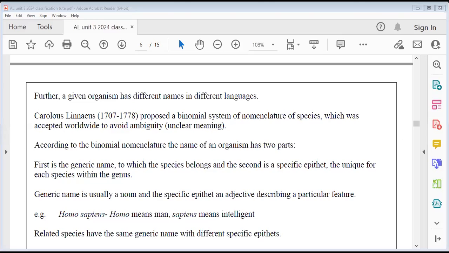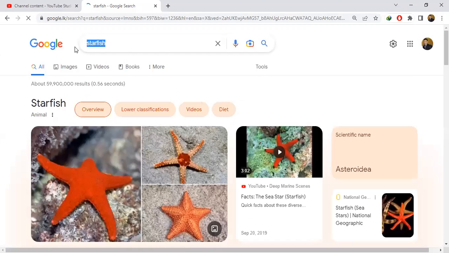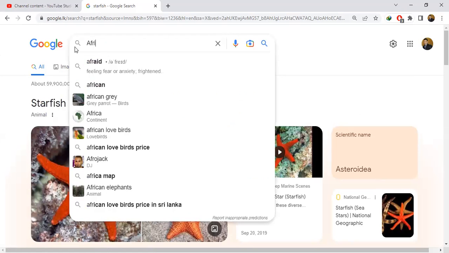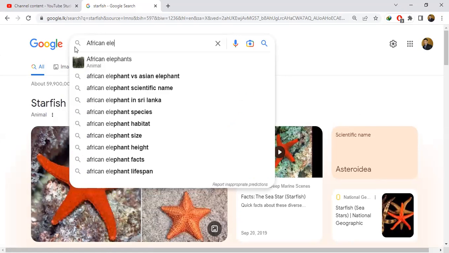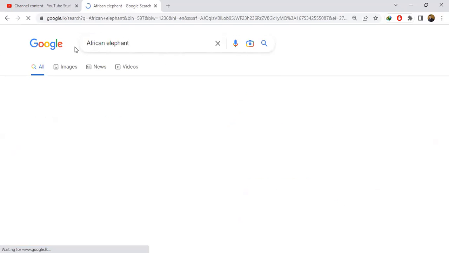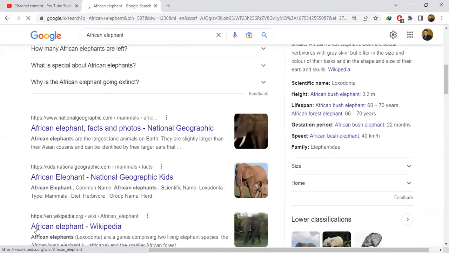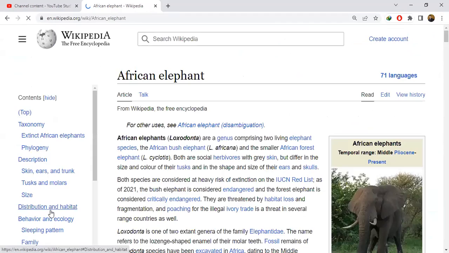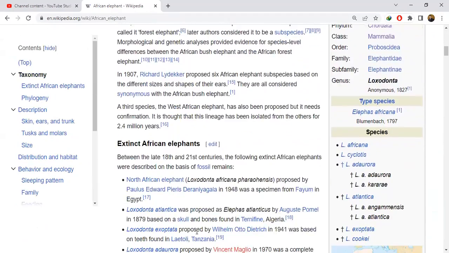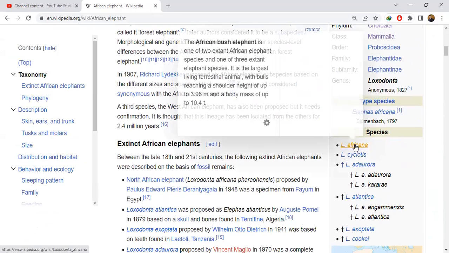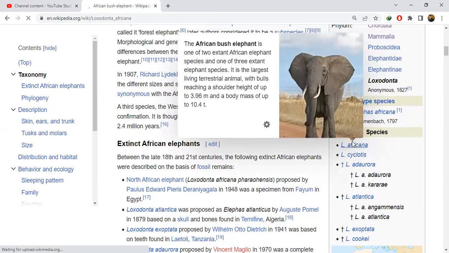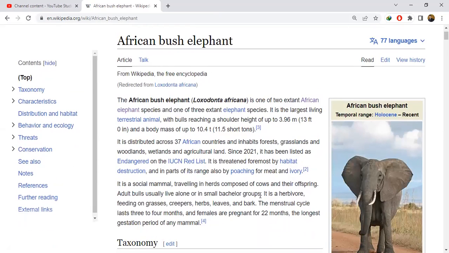Do you think elephant is a single species in this world? No. There is an elephant we call African elephant. It is also elephant in the general term. Its scientific name is Loxodonta africana.